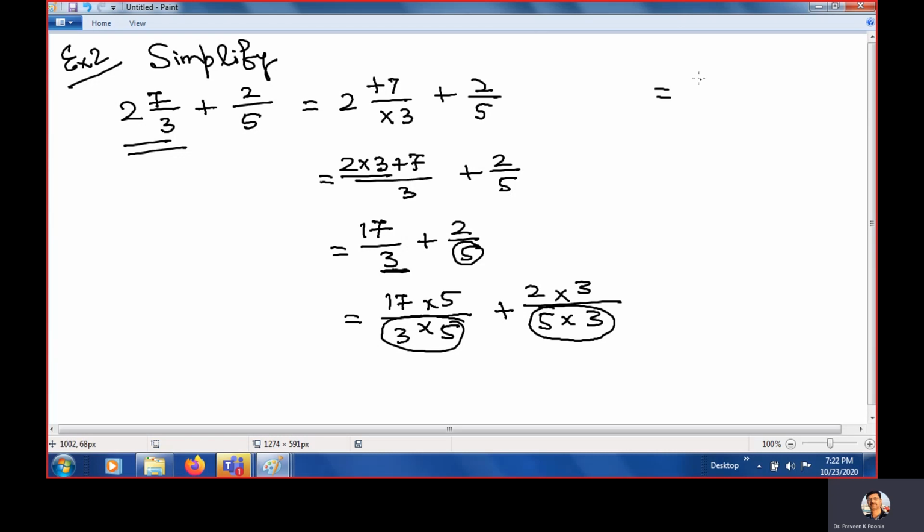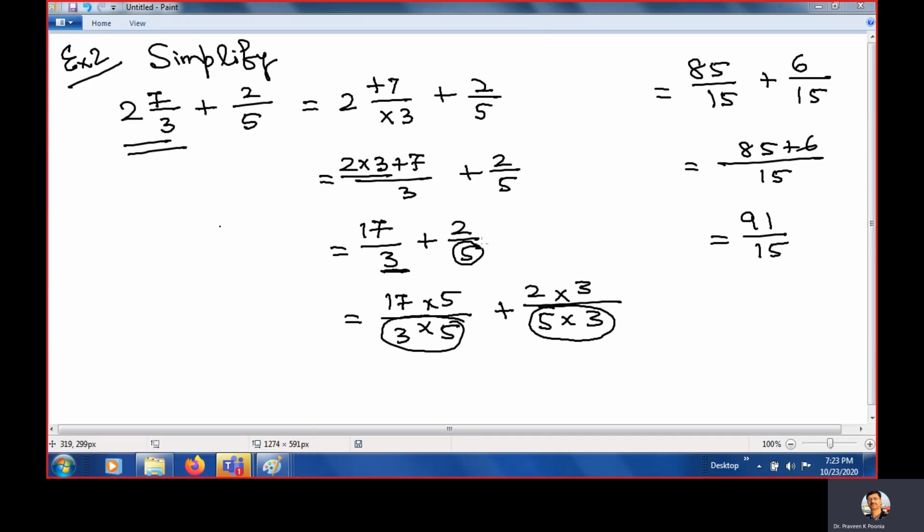So how much is the answer? 17 times 5 is 85 upon 5 times 3 is 15, plus 2 times 3 is 6 and 5 times 3 is 15. Sorry, one step we cut it. So 85 plus 6, and the answer is 91 upon 15. Understand? Again, this 91 is a prime number, so no need to further solve.